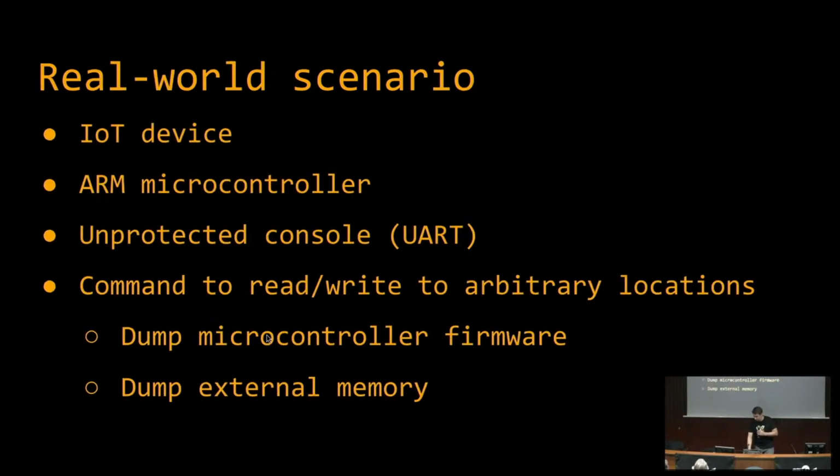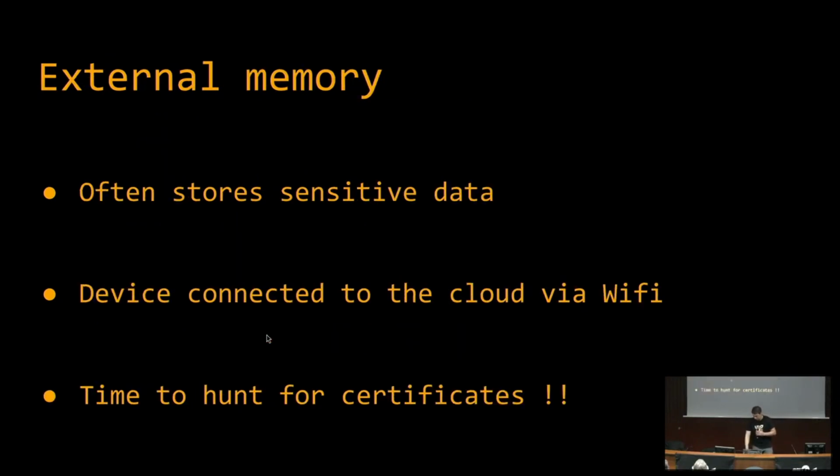It's quite convenient. So for this particular use case, I had a device. It's a standard IoT shit where you have an ARM microcontroller. And it turns out that those guys left the serial console open, no password, nothing. There was a custom shell inside where you could run some commands. So you could read from an arbitrary location and write to an arbitrary location. I used it to dump the microcontroller firmware and then to dump the external memory as well, because it was free, so I used it.